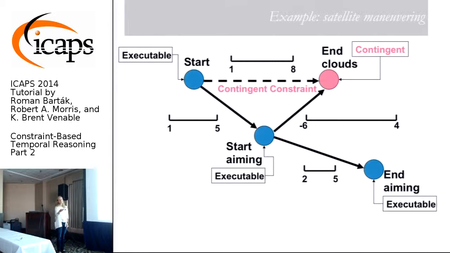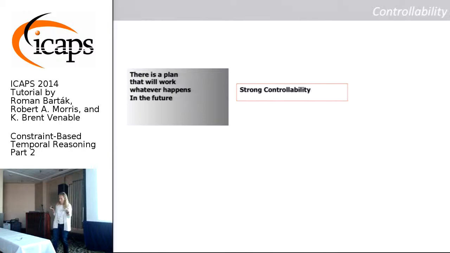Okay, so what happens to consistency? Now I have some variables that I can control and others that I can't control. Does it make sense to say I'm going to look for an assignment that is consistent with all the constraints? No, because I can't decide some of the assignments. So the consistency is mapped into controllability. And you can be more or less demanding in terms of controllability. So controllability will talk about properties of the assignment to only controllable variables.